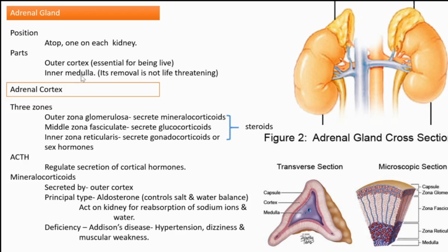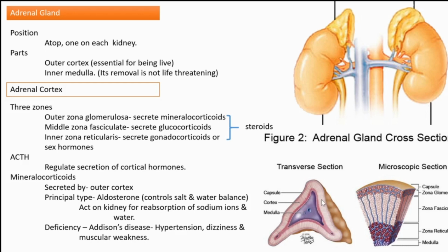But regarding the medulla, even if the medulla part of the adrenal gland is removed, that person can live. Then the adrenal cortex. We are going to learn about the cortex portion. Here is a cross section. This is the outer capsule. Then this portion is called the cortex, and this inner region is called the medulla.